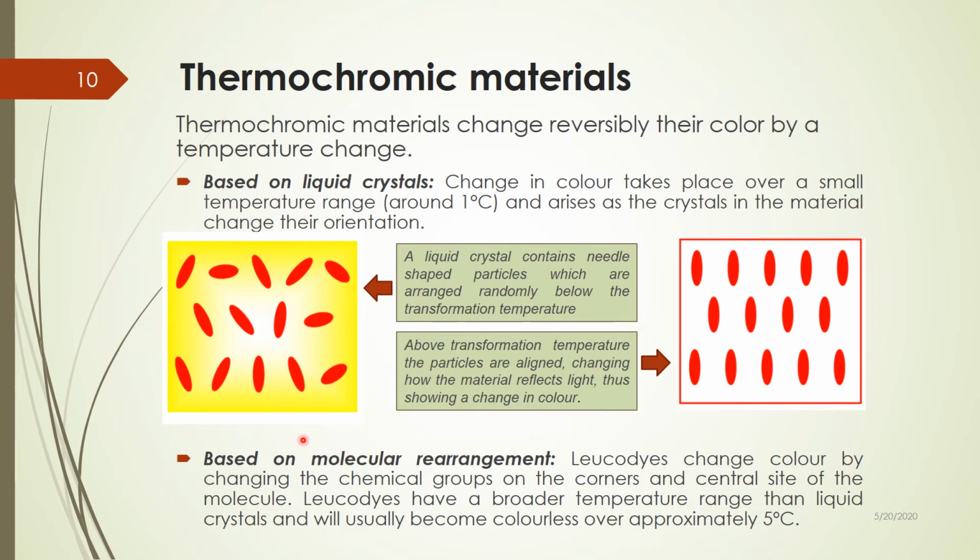The second type of thermochromic material is based on molecular rearrangement. Leucodyes mainly come under this category. Leucodyes change color by changing the chemical groups on the corners and central site of the molecule. Leucodyes have a broader transformation temperature range than liquid crystals.